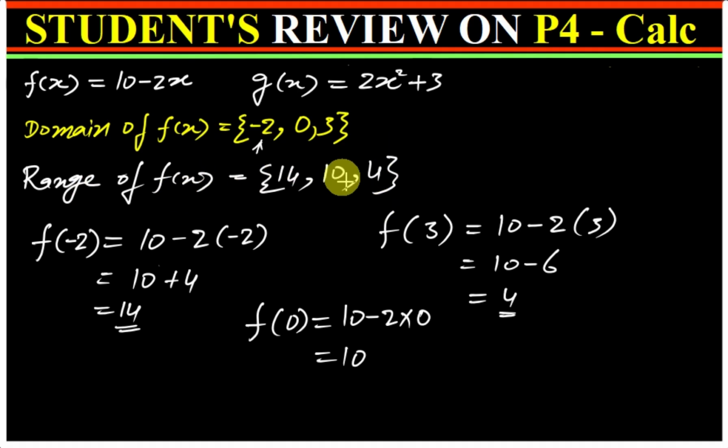As the value of x is increasing, minus 2, 0, then 3, the value of the function becomes 14, 10 and 4. It is decreasing. So when the value of x is increasing, the value of the function is decreasing, so we can say this is a decreasing function. Okay, this was the first part of this question.